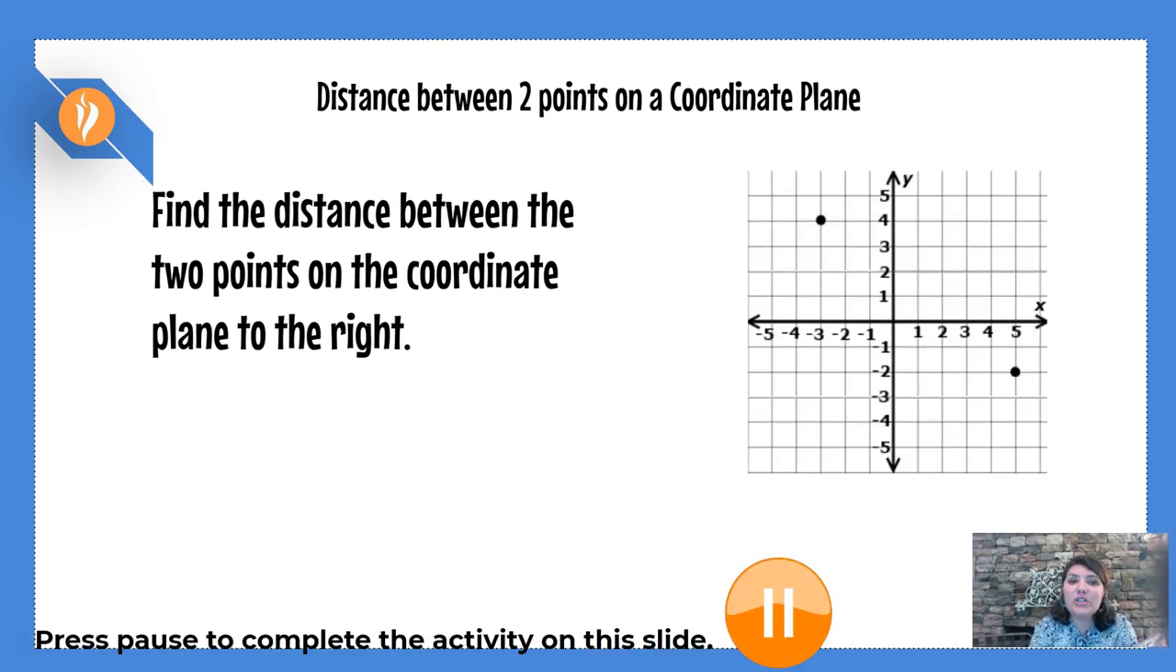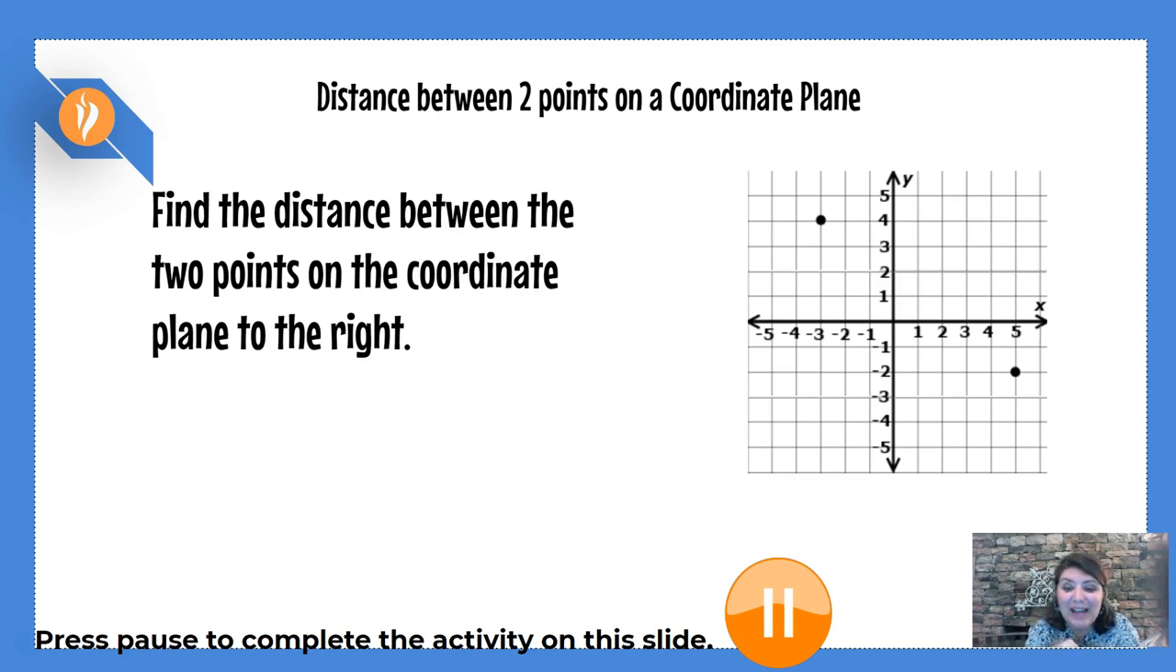All right, so I want you to find the distance between the 2 points on the coordinate plane to the right. So pay attention. I'm trying to get from this point to this point and find it. Remember to create your right triangle and find the length of the hypotenuse. Go ahead and pause me, work it out, and I'll see you in a minute.